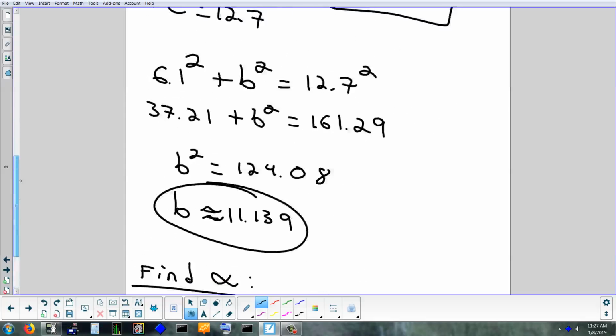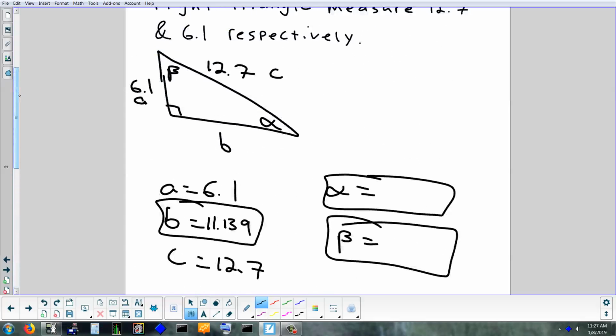Okay, so find alpha. I'm going to circle what we're going to use. I'm going to use what was given, and the other thing that was given, just like we always do. Circle the 2 givens and circle the one thing you're trying to find.